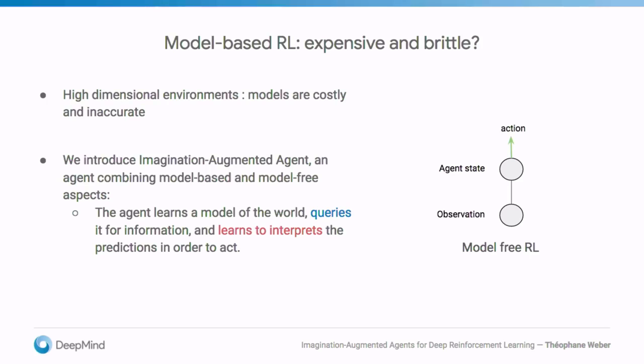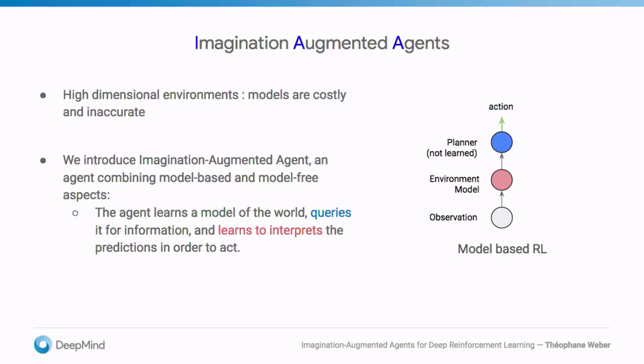So on the right here, you see a little diagram of a model-free RL agent that takes an observation and computes some form of agent state, and from the agent state computes an action. Here you have a sketch of a model-based RL method that has an environment model, and the environment model is turned into a policy or actions by a planner, which is typically not learned.